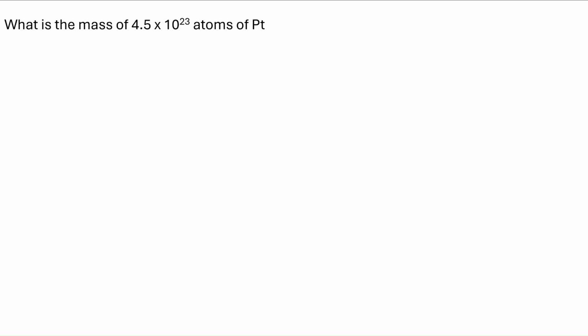Today we're going to talk about how we determine the correct number of sig figs during a dimensional analysis problem. So for this problem, pretty straightforward. What is the mass of 4.5 times 10 to the 23rd atoms of platinum?